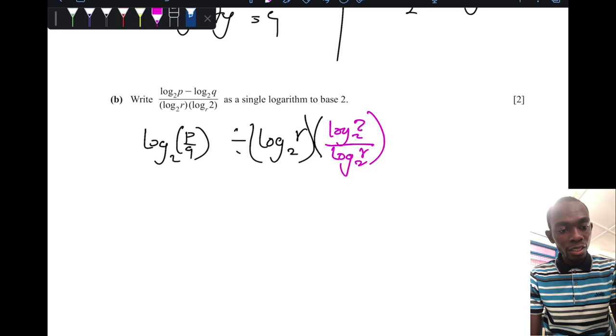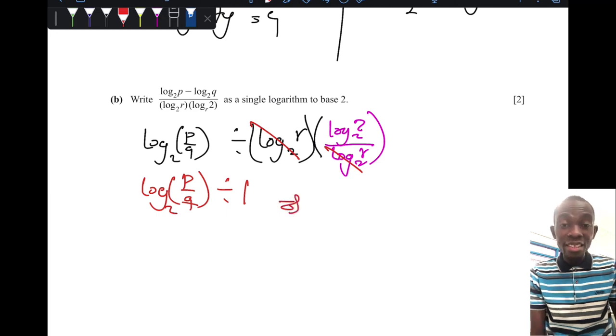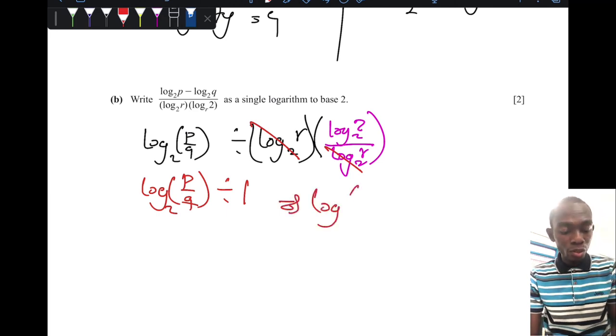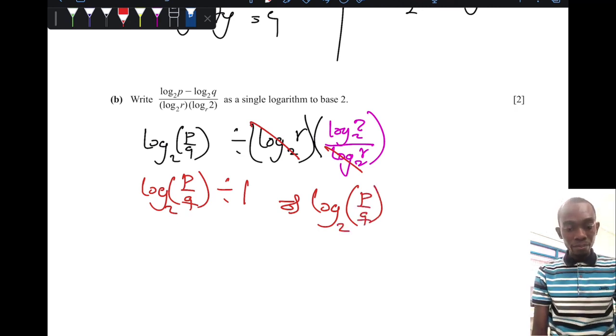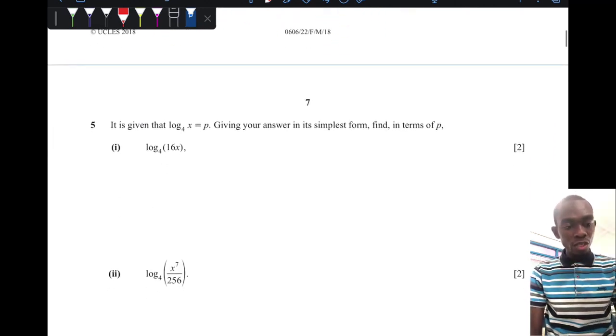All right, now check this thing out. This is going to cancel out with that. Okay, so really you have log p over q base 2 divided by log, check this thing out. Log 2 base 2 is what? It's 1. So divided by 1, that means that your answer, anything divided by 1, is the same thing. So you can write this guy as your final answer. Okay? All right. So the next thing that we do is question number 5.